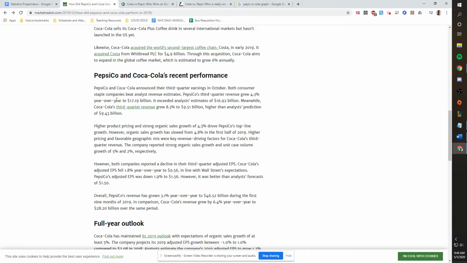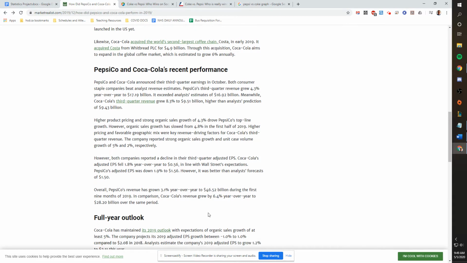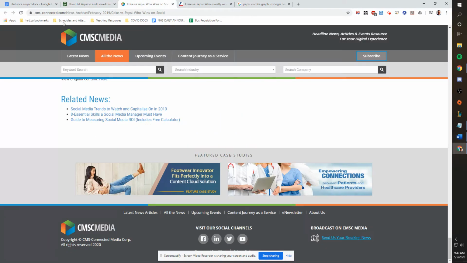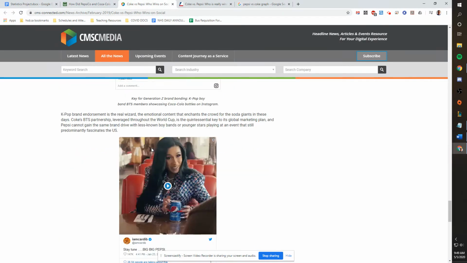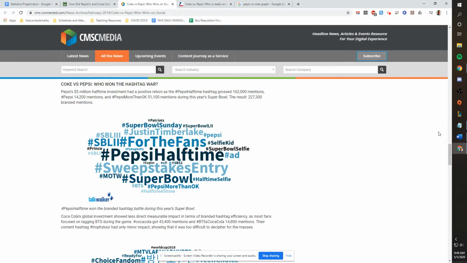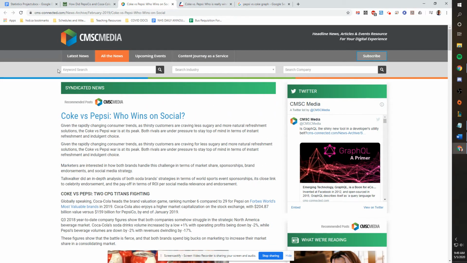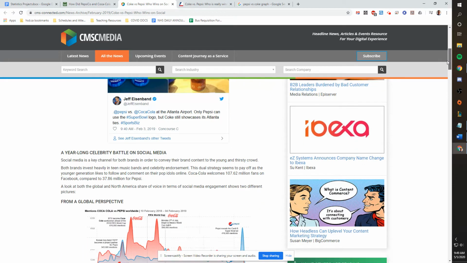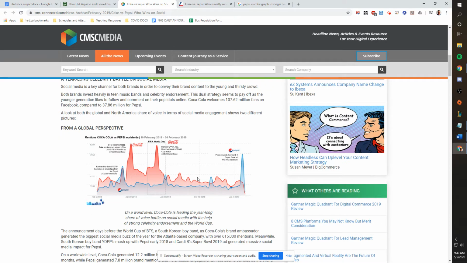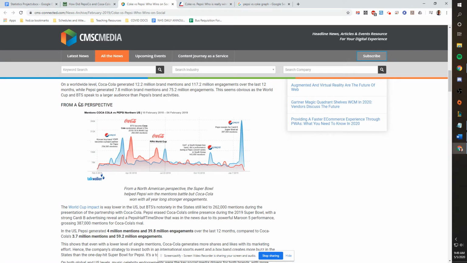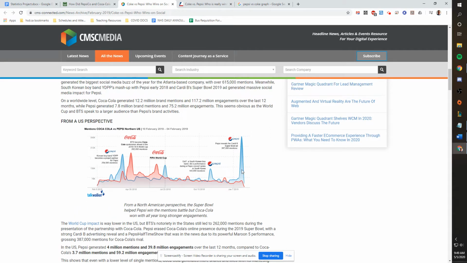So I got some numbers here I can use, right? Like PepsiCo's third quarter revenue. I can look at, I think Coke's in here somewhere too. You can see their growth, full year outlooks, all kinds of good stuff. I found cmsconnected.com, which was, where did it go? There we go. This is their who wins on social media. So if you scroll down, you see worldwide. These are Coke's numbers and Pepsi's numbers, and North America only, Pepsi and Coke's numbers.